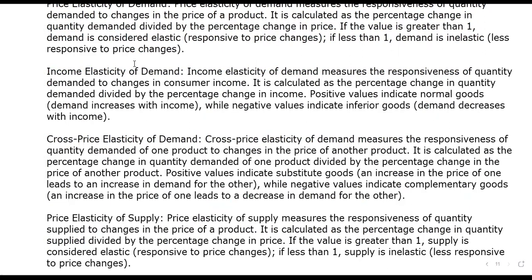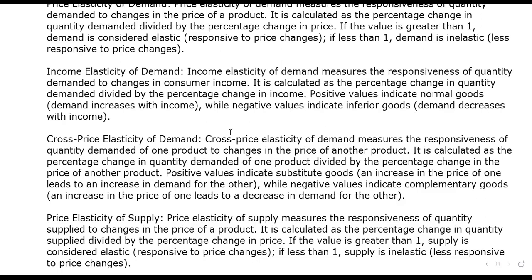So we also have income elasticity of demand. Income elasticity of demand is simply the elasticity that comes about due to changes in income. It is calculated as a percentage change in quantity demanded over percentage change in income. So if you have a positive income elasticity, we say it's a normal good. If you have a negative income elasticity, we say it's an inferior good.